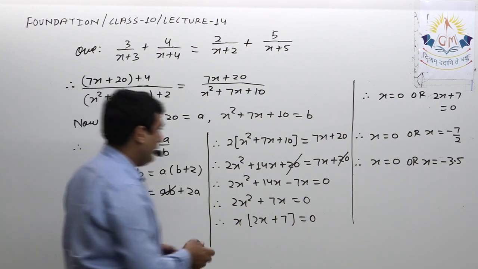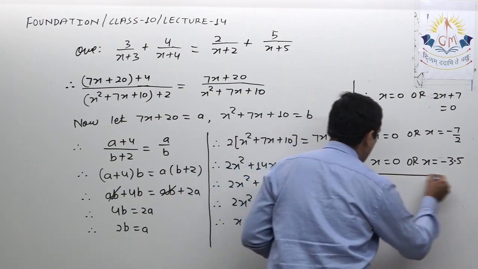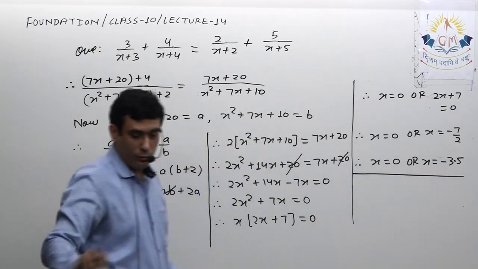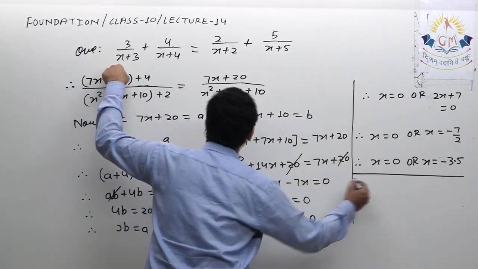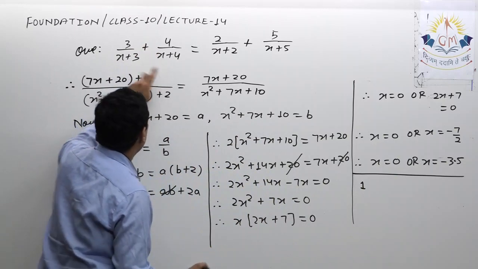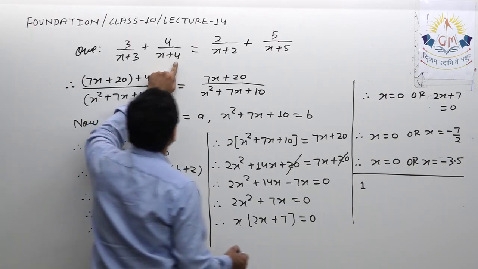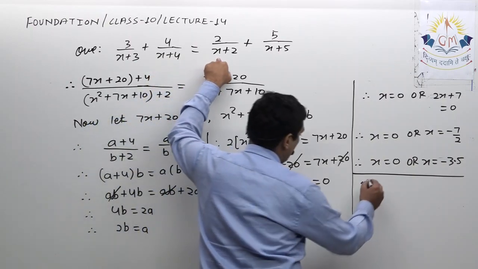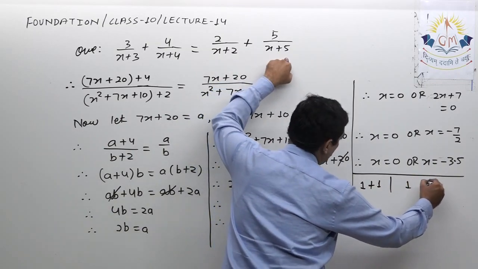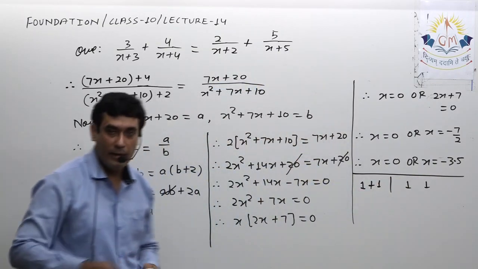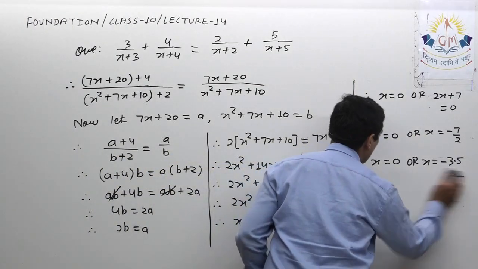Okay, now let us check these two values. Suppose I put x equal to 0, so here 3 upon 3, that is 1, isn't it? Here 4 upon 4, because I am putting x equal to 0, so only this term remains in the denominator. Similarly, over here 2 upon 2, that is 1, and 5 upon 5, that is 1. So definitely we can say left hand side and right hand side are equal if I put x equal to 0.